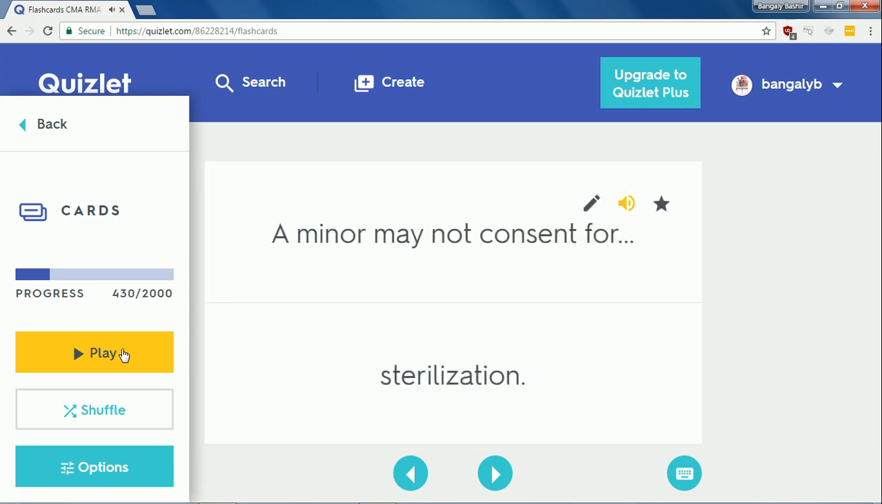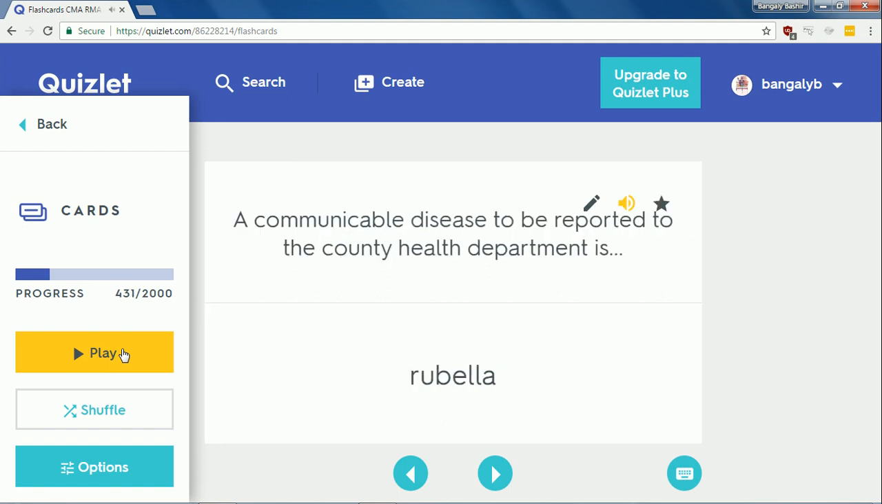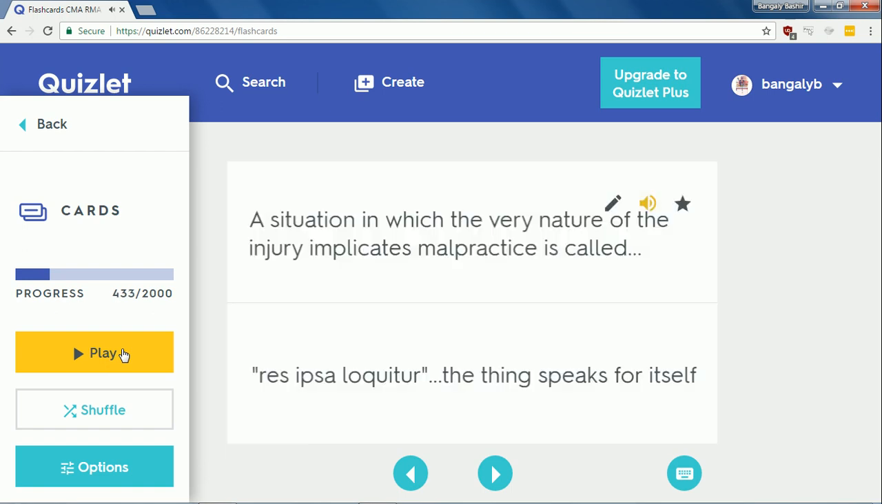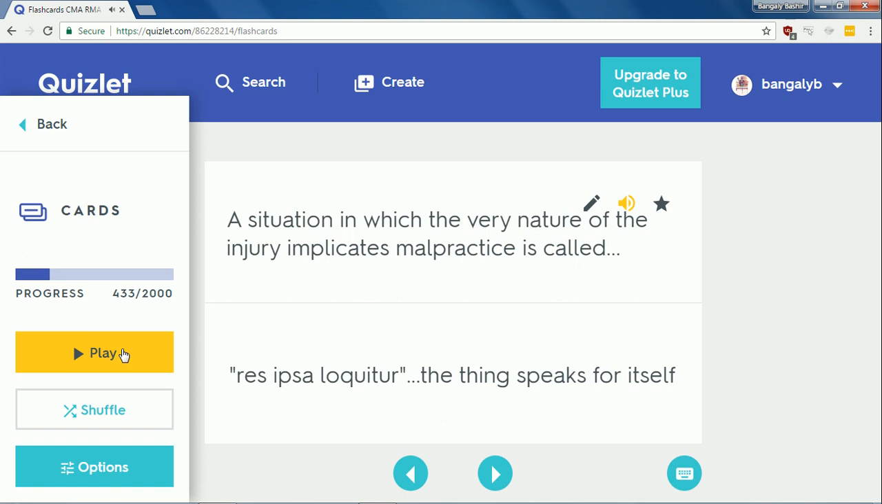A minor may not consent for sterilization. A communicable disease to be reported to the county health department is rubella. Medical examiner cases involve death. A situation in which the very nature of the injury implicates malpractice is called res ipsa loquitur. The thing speaks for itself.